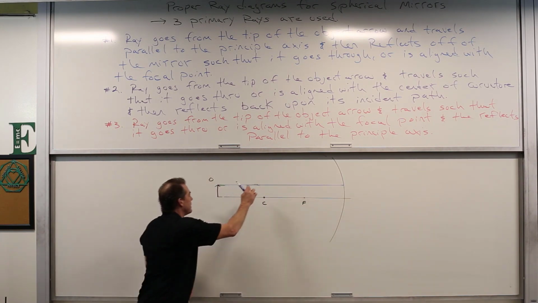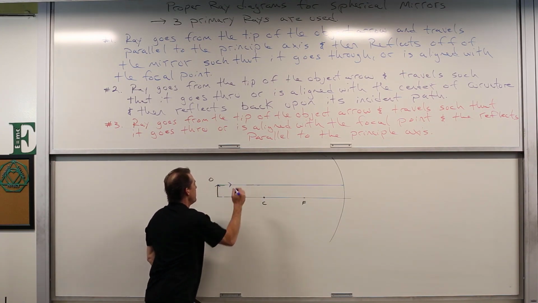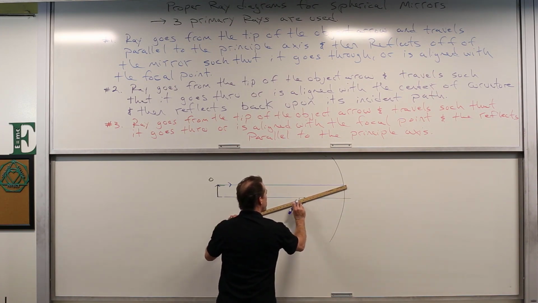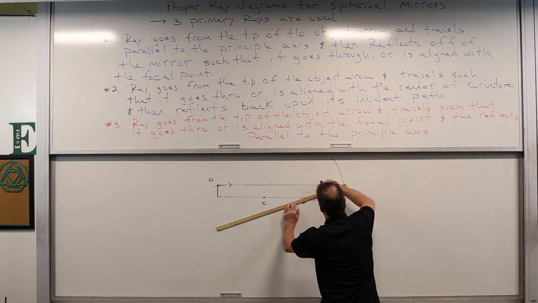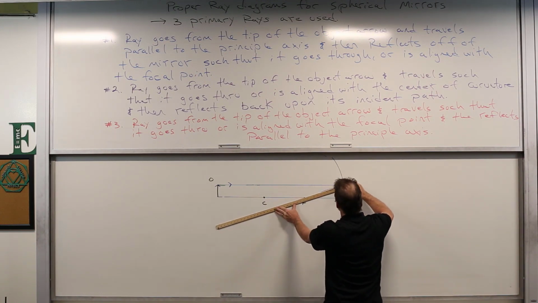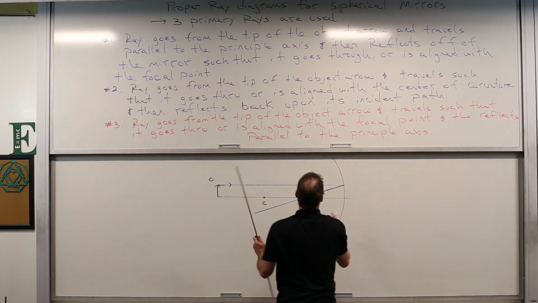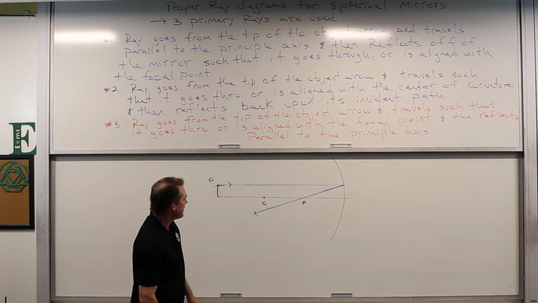That looks okay. It's a little messy spot. It's okay. We got ourselves this incident ray that strikes the mirror, and then this ray will be aligned with this focal point and actually go through it. Ray continues onward. All right.